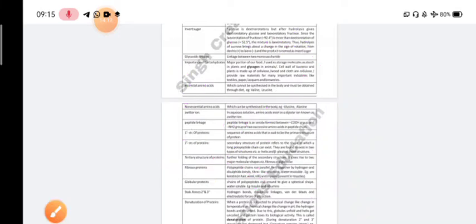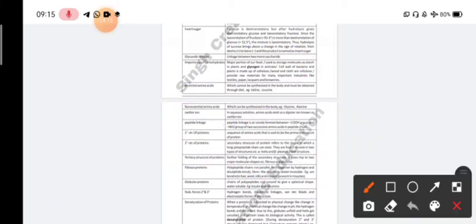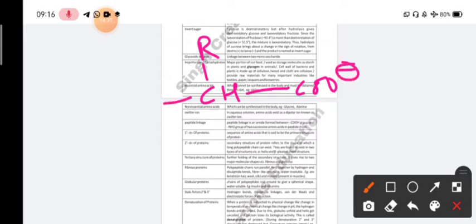Okay, and what is zwitterion? Suppose in a balanced pH, what happens? The COOH will lose one hydrogen. The acidic part of the amino acid will lose one hydrogen and form COO minus, and that hydrogen is being captured by NH2, the basic part, and it will form NH3 plus.